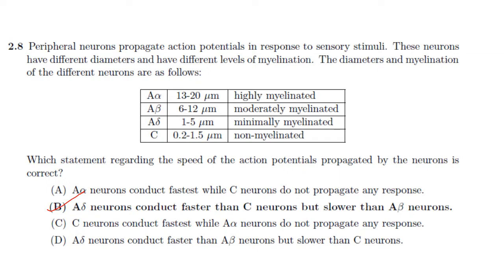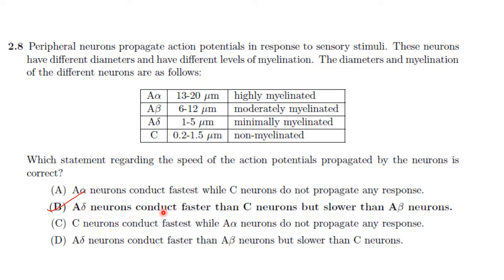So A alpha neurons conduct fastest while C neurons do not propagate any response. Non-myelinated doesn't mean that they don't propagate any response. Highly myelinated and with more diameter of the axon, A alpha will naturally conduct faster, but C cannot be. So option A is not correct.